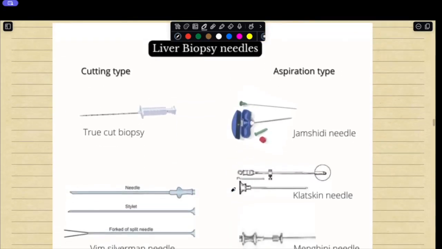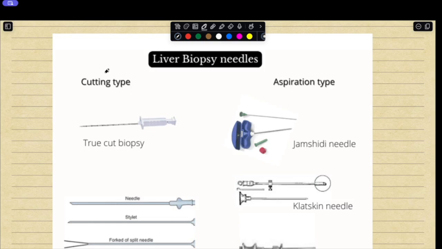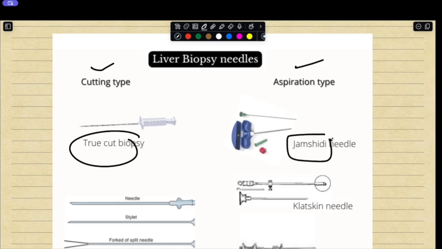Now these are the different biopsy needles. As I told you, there are two types: one is the cutting type, one is the aspiration type. In the cutting type, there's the true cut biopsy needle, as I already explained, and the Wim-Silverman's needle with these three parts. In the aspiration type, Jamshidi's needle can be used, Lutkin's needle can be used, and we have the manganese needle as well. These are the different types of liver biopsy needles commonly used, and most commonly in the exam they keep the Wim-Silverman's needle, so you should know everything about that.